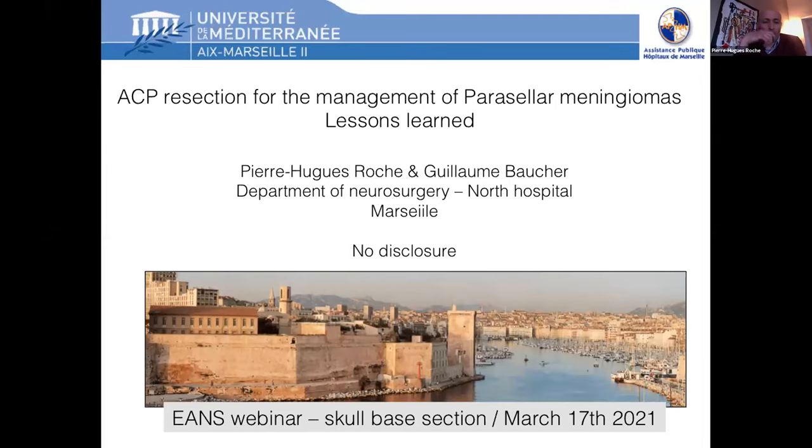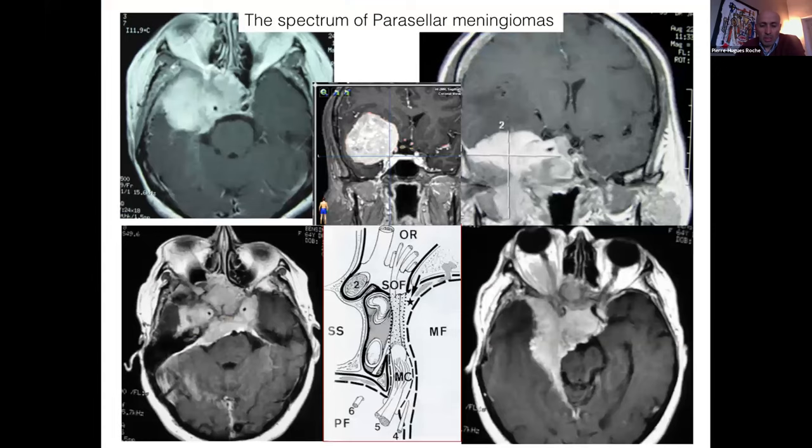So my talk will be divided in two sections. The first one will be about our view of the global management of the parasellar meningiomas, and I will focus through the details about the technique of ACP resections and the lessons I could learn. So this is the spectrum of the parasellar meningiomas, I would say, at large. You can see that we are facing many different situations depending on the insertion and the invasion of the vicinity of the structures at the vicinity of the cavernous sinus because of the complexity of the dural folds, as shown by Timothée previously.